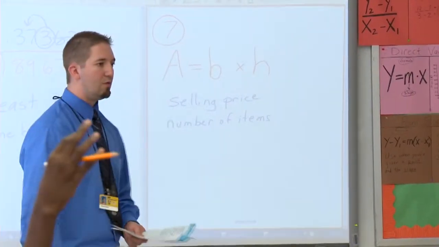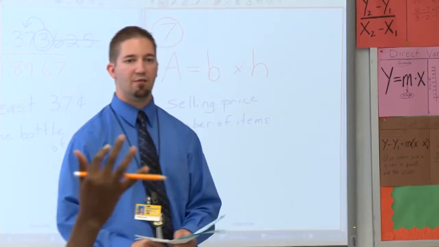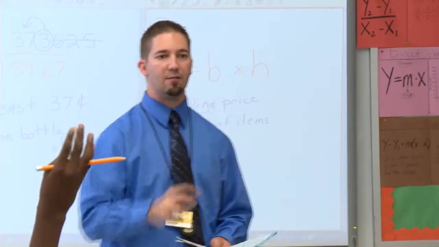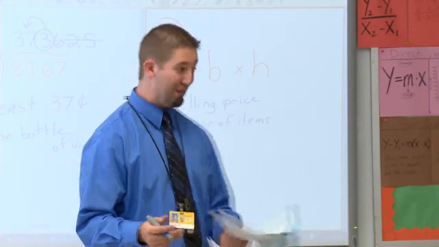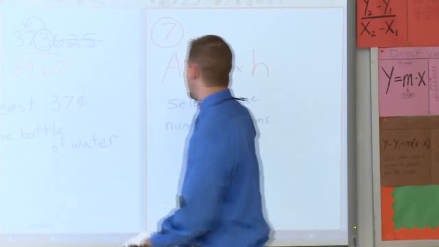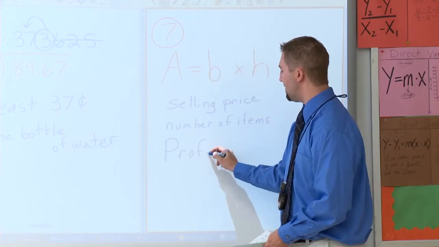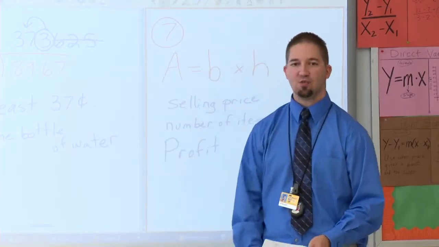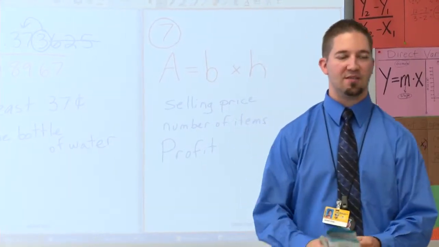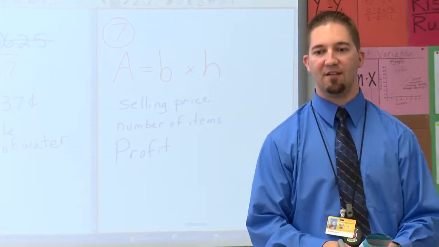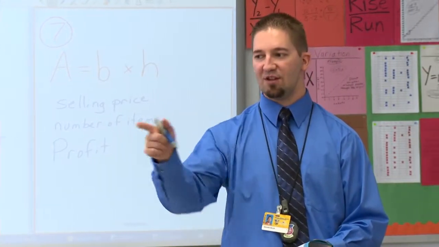Okay. What would be another variable that would be involved in making a profit? Maria? Profit. Profit, yeah, absolutely. Just like A stands for area, we would have to solve for profit. And there's one more thing that we have to think about. We're selling bottles, we're making a profit. What else do we have to factor in?